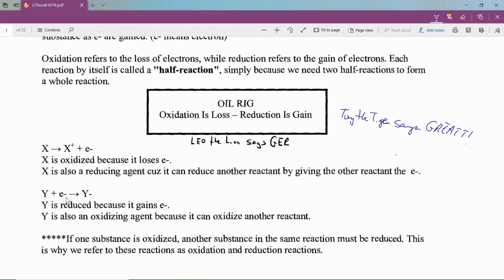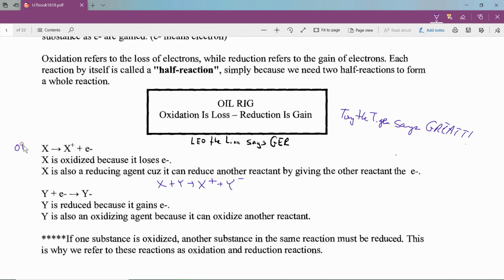Y here gains the electron. You see the electron on the reactant side, so Y gains an electron, so it is going to be reduced because it gains an electron. And Y is also an oxidizing agent because it causes X to be oxidized. So if I put them together, I get X plus Y goes to X plus Y minus. So there's my two half reactions.